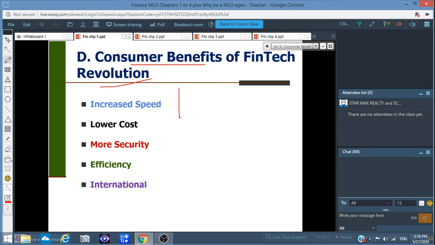Okay, so consumer benefit of the fintech revolution, right? Increased speed, right? 速度也快 right? 费用少很多了 okay? 保安也多了 okay? 保密也多了 okay? Efficiency, okay? 用途功能也快。And it's also international, 国际的, okay? 不是 local, okay? Versus local. Okay. Everything to the plus side. Okay.